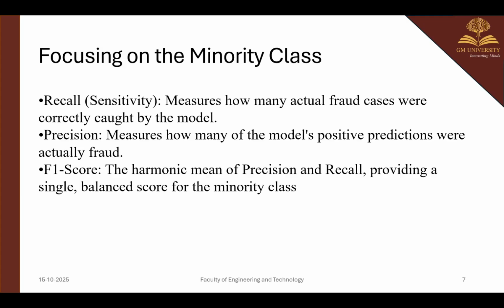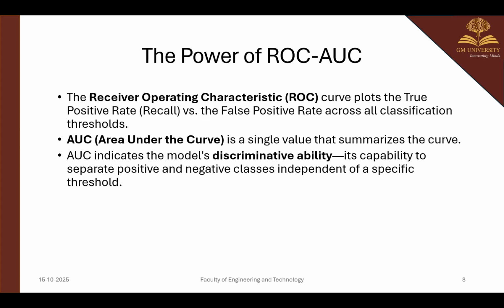After that, it is going to predict the F1 score. The power of ROC and AUC. So the main thing: ROC means receiver operating characteristics and AUC means area under the curve. So these are the two major factors, as I said.